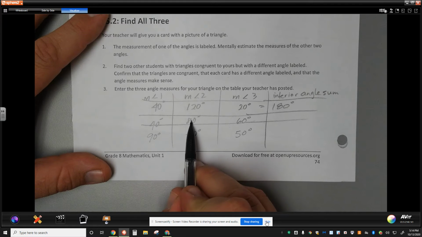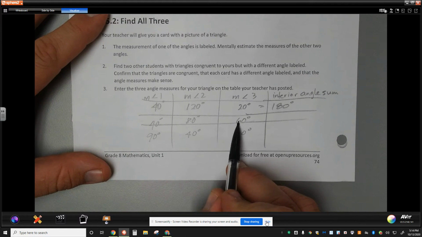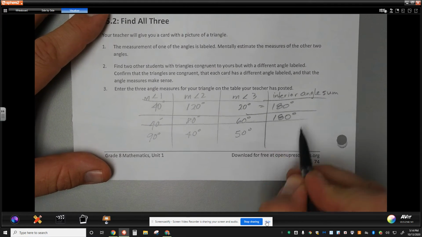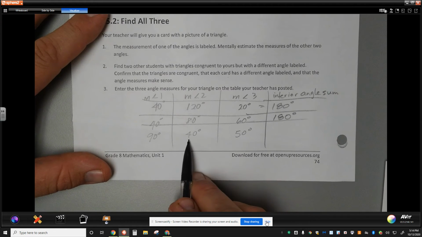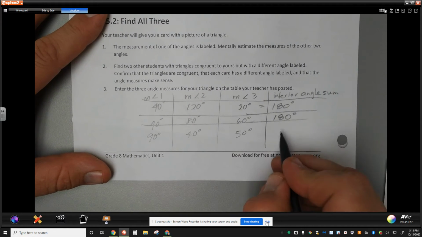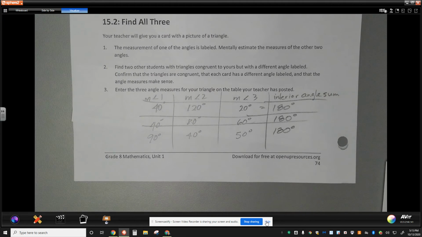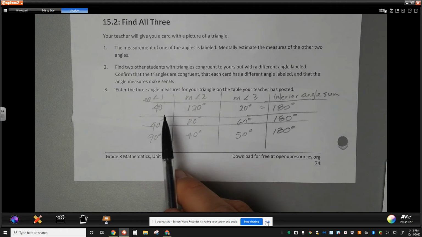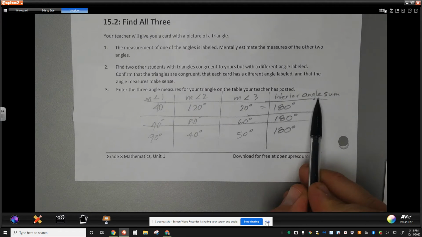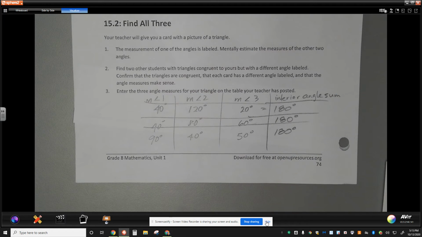We do the next one. 40 plus 80 is 120. 120 plus 60 is also 180 degrees. 90 plus 40, wait a minute, 40 and 50 is 90, so 90 plus 90 is 180 degrees. And I see that three different triangles all have the same interior angle measurements. Now, why does that really matter? What this begins to prove is a common rule, not a common rule, a law in mathematics, that all triangles, when speaking of their interior angles, have a sum of 180 degrees.